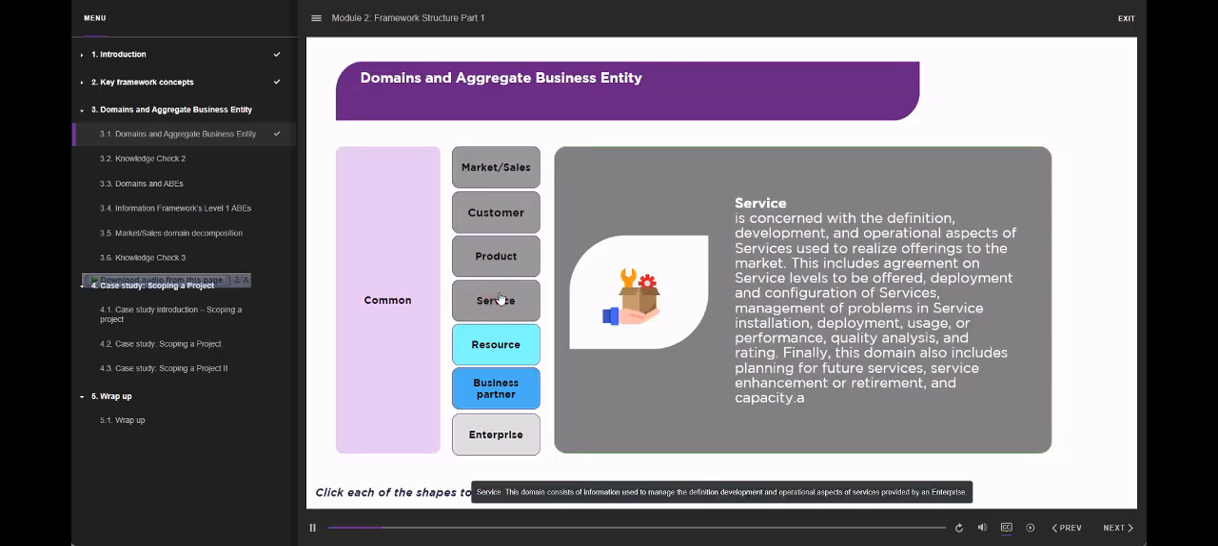Service. This domain consists of information used to manage the definition, development and operational aspects of services provided by an enterprise. Service supports various business process framework processes that deal with the definition, development and management of services used to realise products offered by an enterprise. This includes agreement on service levels to be offered, deployment and configuration of services, management of problems in service installation, deployment, usage or performance, and quality analysis. Service also supports planning for future services, service enhancement or retirement, and capacity.